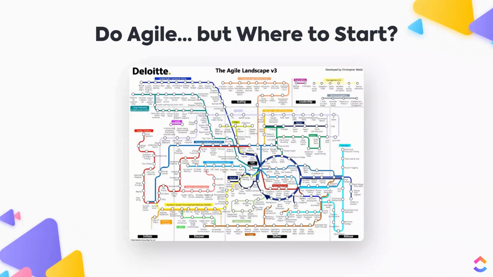Now that we have the right mindset, let's do Agile. But where to start from? As you can see on this picture representing the full Agile landscape, there's a lot of frameworks to choose from, each with hundreds of practices to learn about, so it can quickly become very overwhelming.